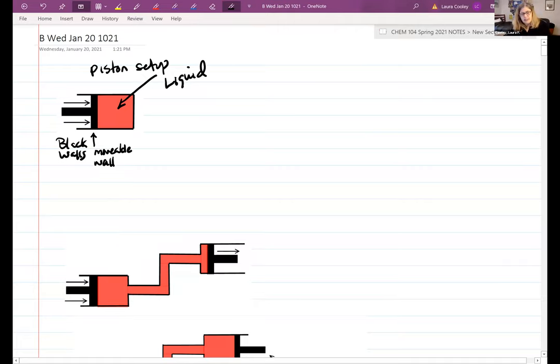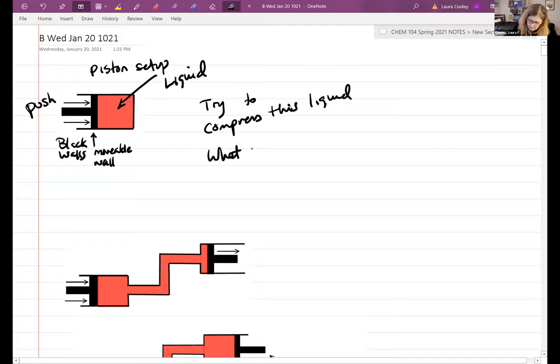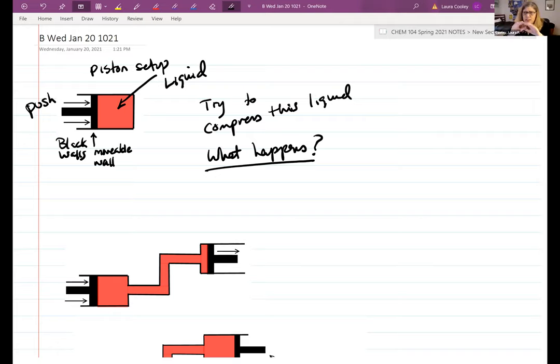So let's say you put a liquid in this weird container and it completely fills it. And then you try to push this piston in, so you try to compress this liquid. So what happens? I mean, if you push really hard, the temperature increases. Oh, okay. We're not playing with friction here. Let's assume the temperature doesn't change, although you're probably right, it would go up a little.